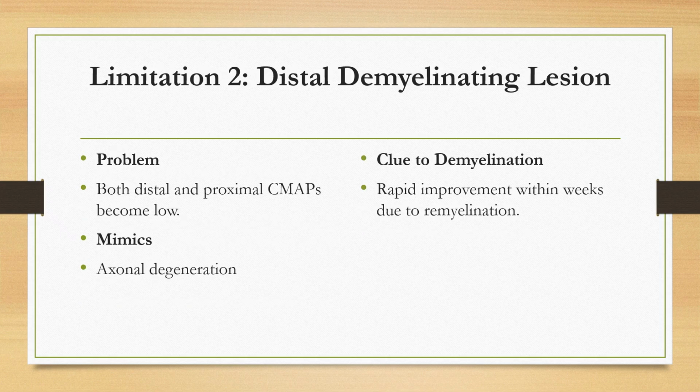Limitation 2, distal demyelinating lesion. The problem is that both distal and proximal CMAPs become low. It mimics axonal degeneration. The clue to demyelination is rapid improvement within weeks due to remyelination.